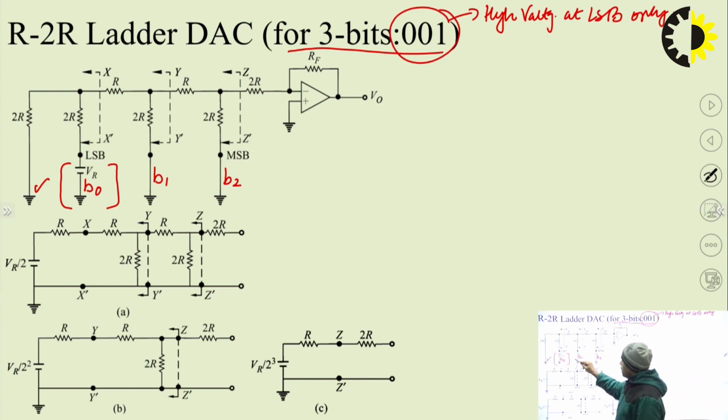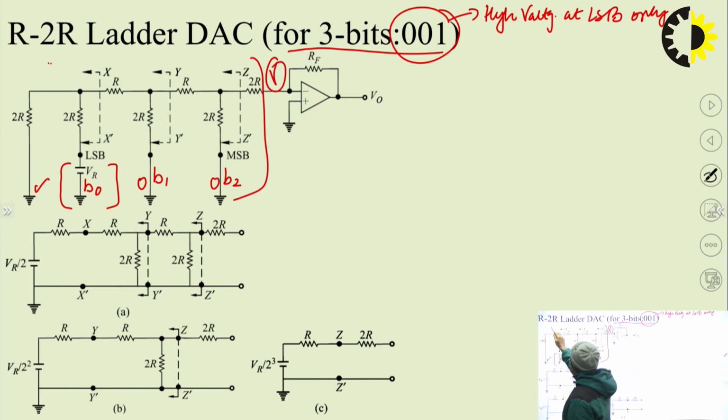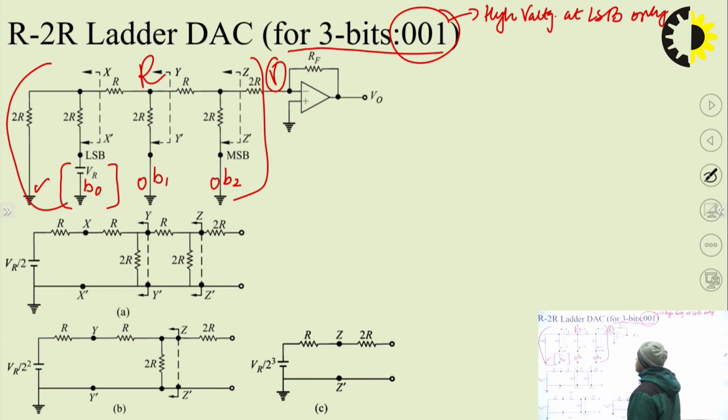That means here B1 is equal to 0, B2 is equal to 0. In that case, for this complete structure, I am going to calculate what is the voltage here and what is the effective resistance of this network. This can be calculated with the help of Thevenin's theorem.